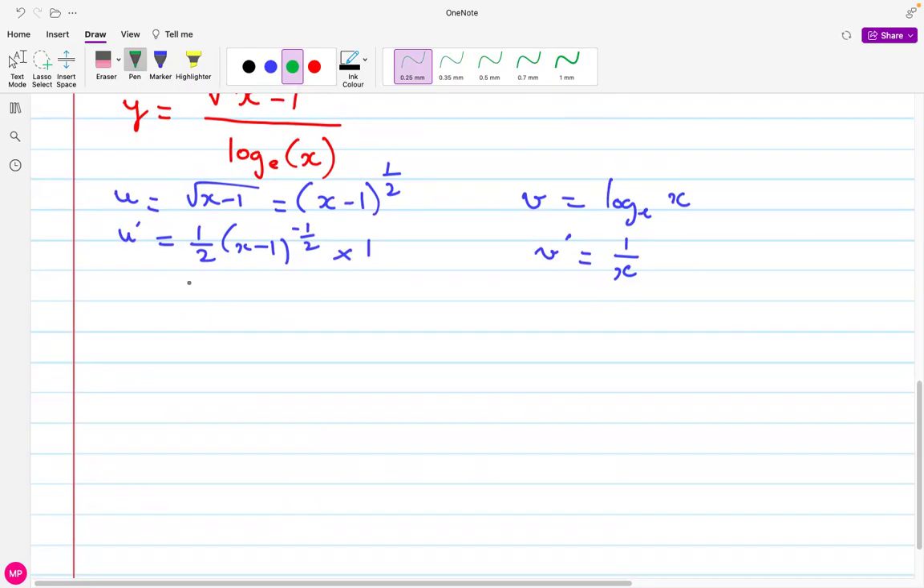Now, maybe this one I can write as a half times 1. You don't have to write the number 1, just drop this one now. Okay. Now, the derivative will be, what do we say?